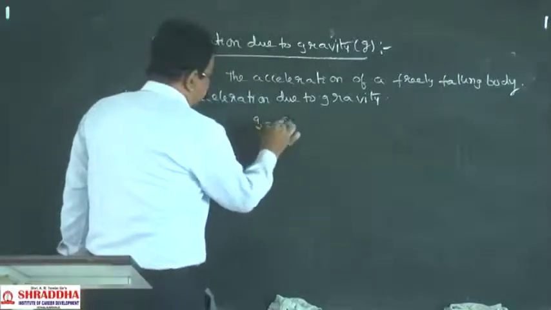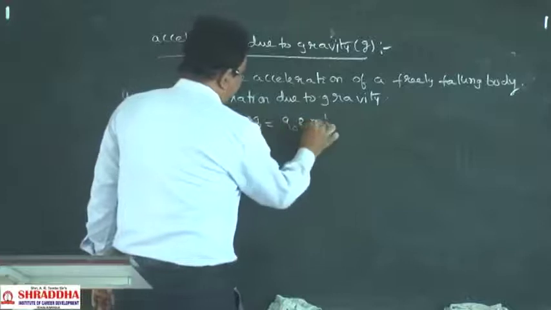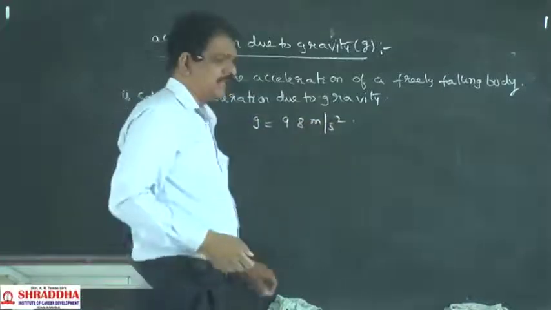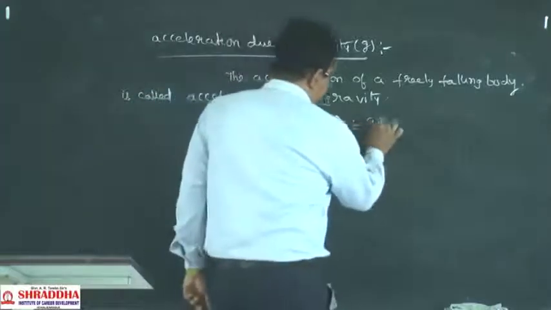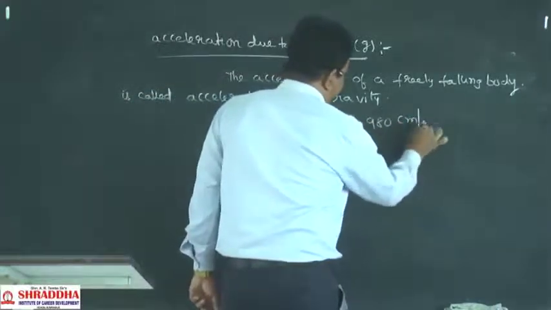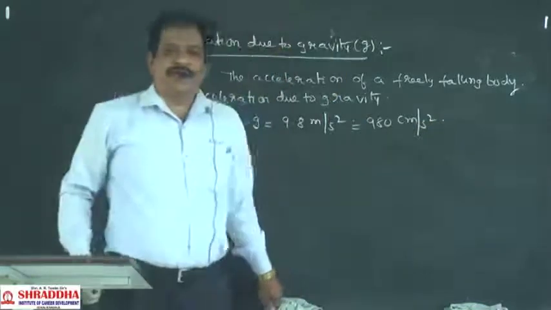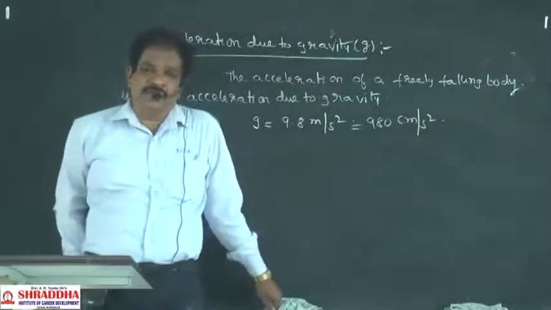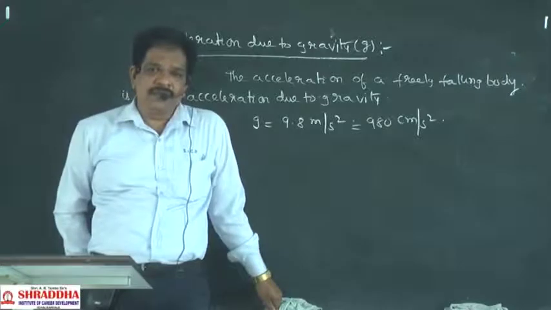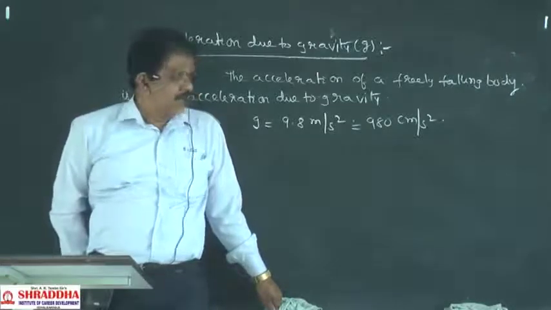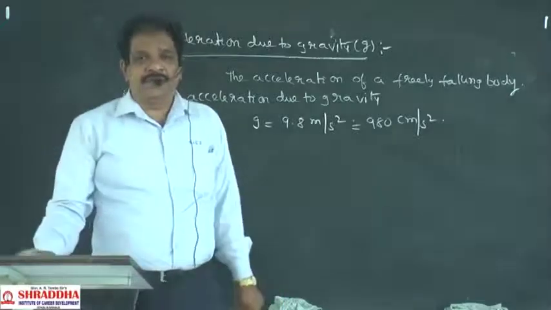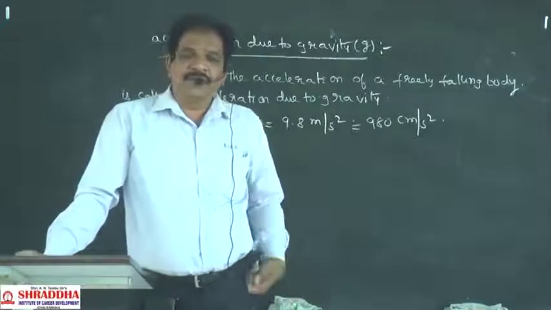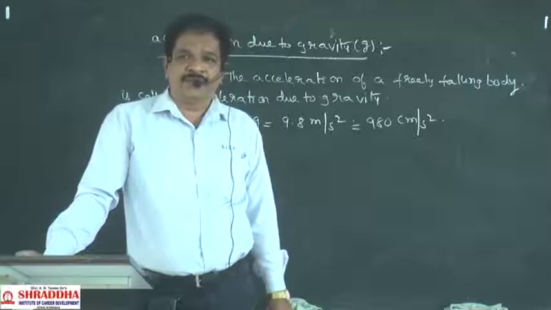So, this is indicated by the letter small g. This value is equal to 9.8 meter per second square in the SI system. In the CGS system, if you consider, this value will be 980 centimeter per second square. Clear?